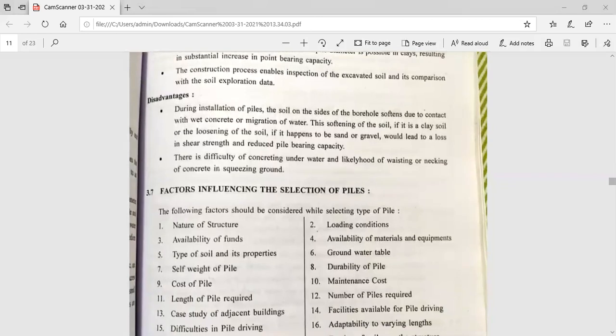Now, talking about the disadvantages. During the installation of the pile, the soil on the sides of the borehole softens due to contact with the wet concrete and the migration of water. The softening of soil, if it is a clay soil, or loosening of soil, if it happens to be sand or gravel, would lead to a loss in shear strength and reduce the pile bearing capacity. There is also difficulty of concreting underwater and likelihood of waisting or necking of concrete in a squeezing ground.